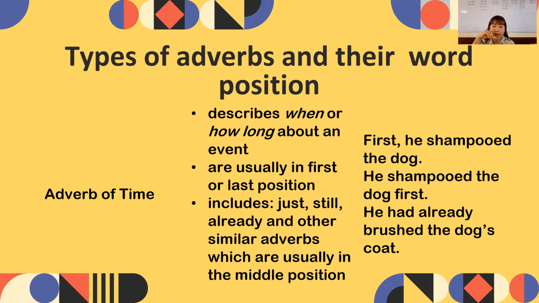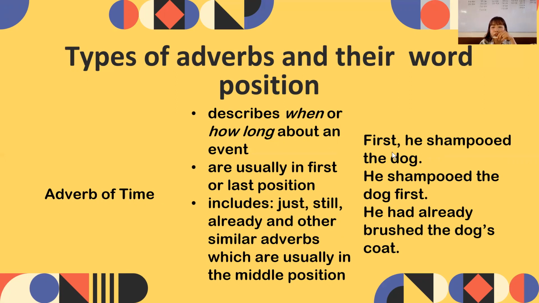Second, we have your adverb of time. Adverb of time describes or tells you the answer to the question when or how long an event took place, or how long an event is going to be. So when or how long. Earlier, with adverb of manner, the question is how. Adverbs of time are usually in terms of word position in the first or last position. Some examples of adverbs of time include just, still, already, and other similar adverbs, which are usually in the middle position. Order or sequence is also under adverb of time.